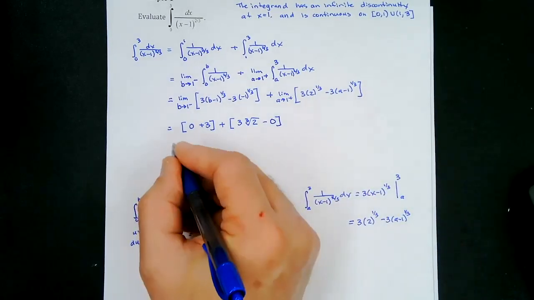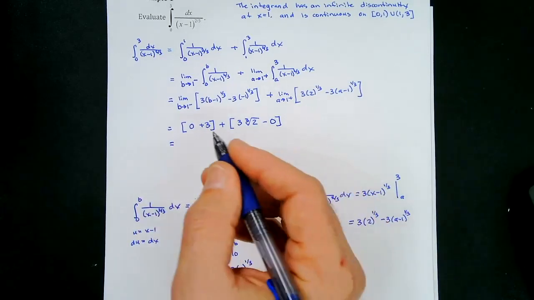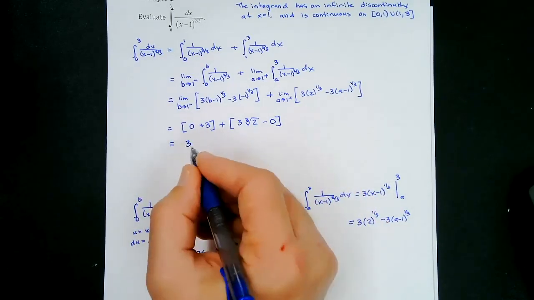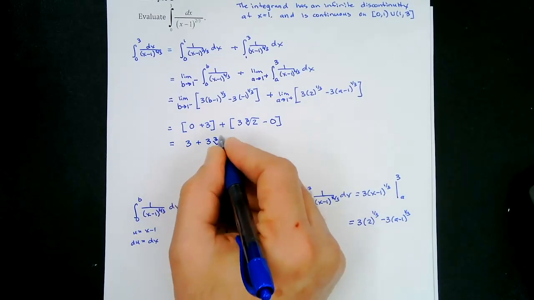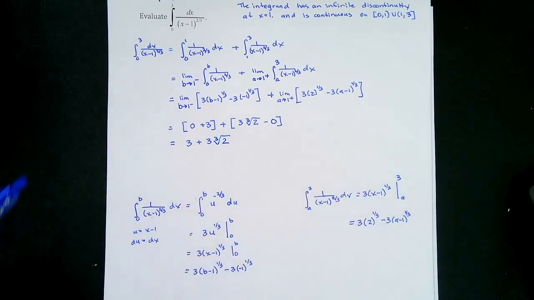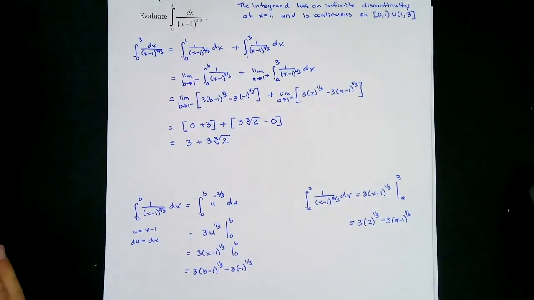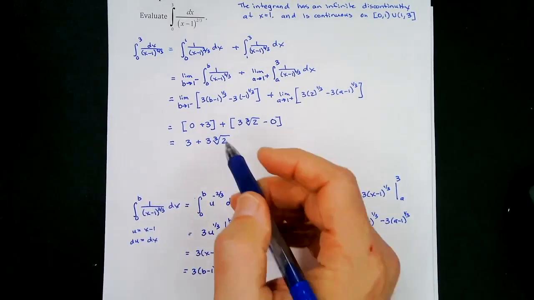So what we wind up with as an answer for this is it's going to be 3 plus 3 cube root of 2. And that's the exact answer to this integral. And we integrated it all the way across an infinite discontinuity, right? So that's what's going to allow us to do this. We have to change them to these limits.